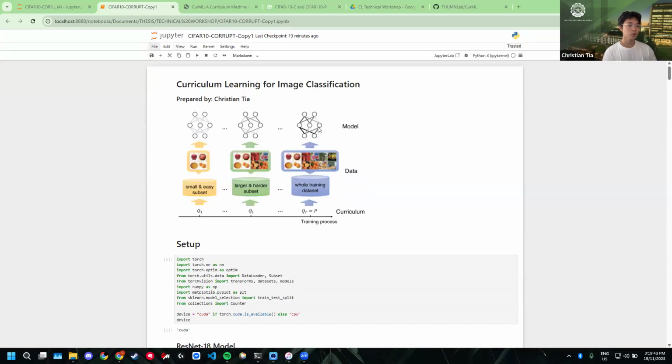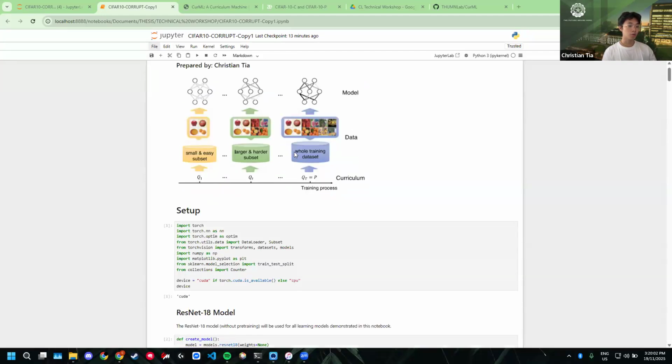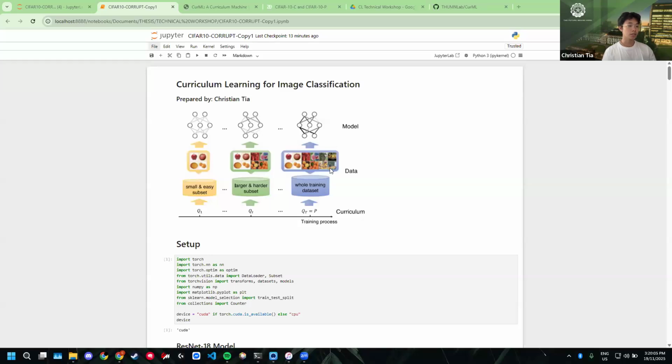classification. So last week we covered the core concepts of curriculum learning, including its definition, the general framework, and the main categories of curriculum learning. So today we'll implement some of those methods and go over their performance against a baseline model trained using traditional methods.